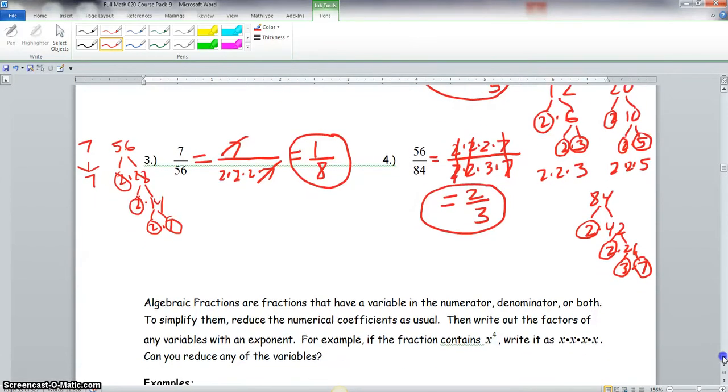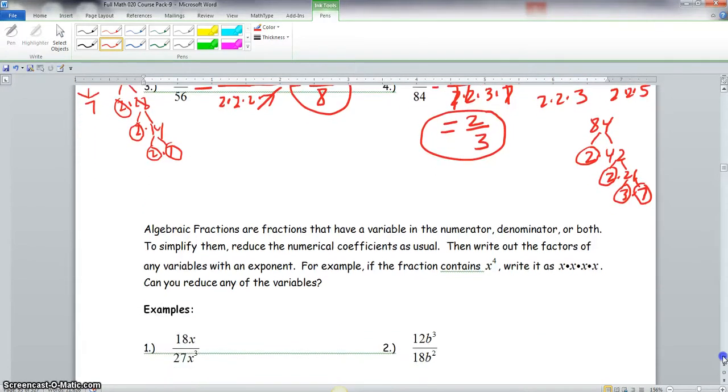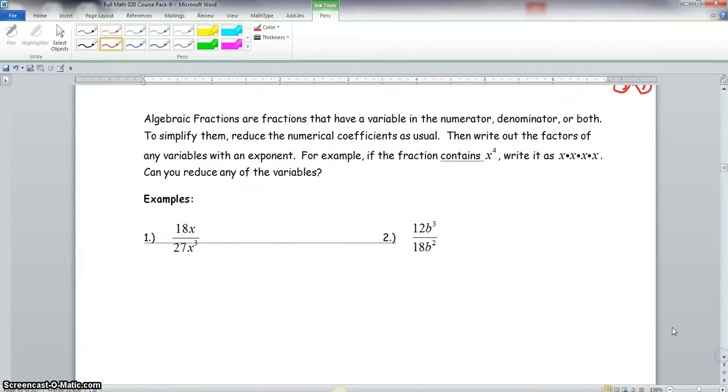Now, we scroll down here. It says algebraic fractions are fractions that have a variable in the numerator, denominator, or both. To simplify them, reduce the numerical coefficient as usual. Then write out the factors of any variables with an exponent. For example, if the fraction contains x to the 4th, write it as x times x times x times x. Can you reduce any other variables?